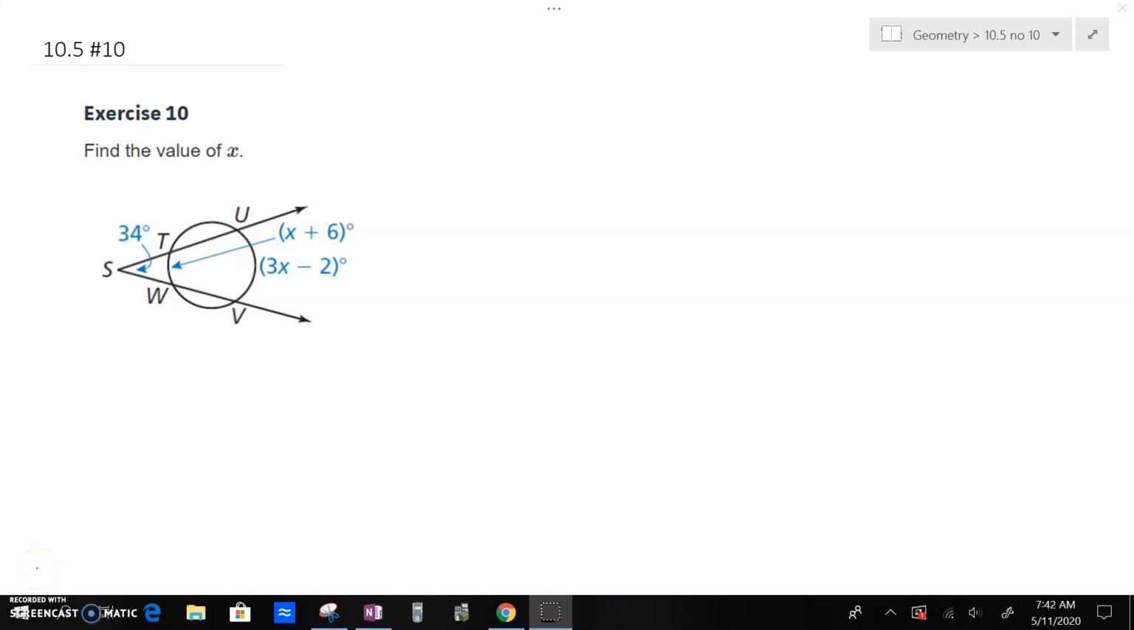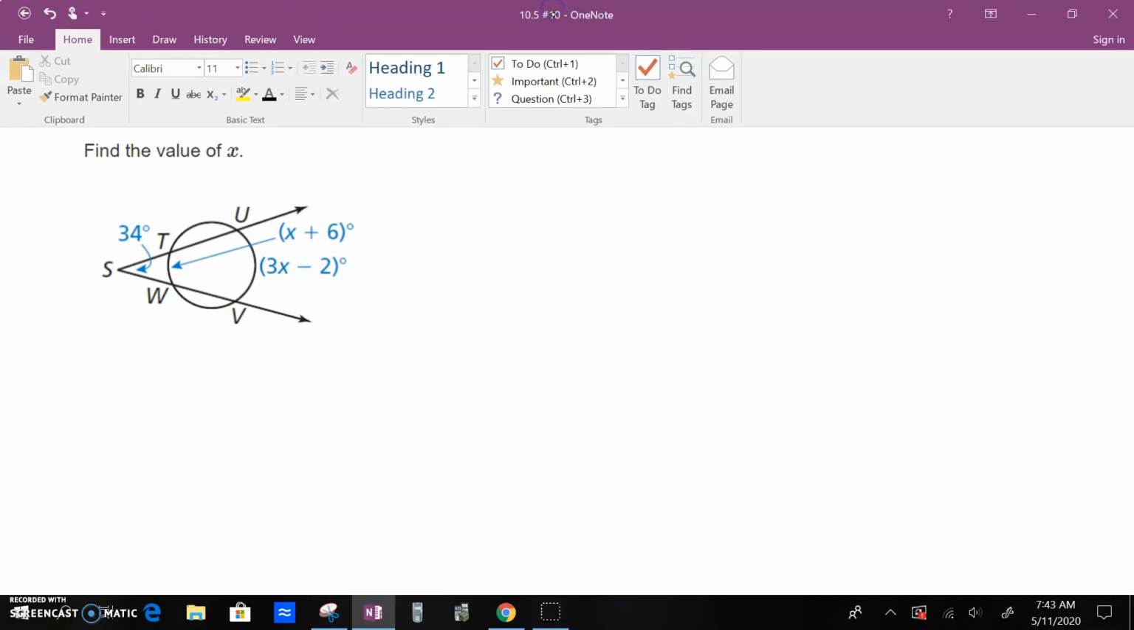Okay, this is question number 10 from section 10.5 on the homework, and it has an angle on the outside of a circle, and it's got the two rays of the angle passing through the circle, forming what are called secant lines. And when you do that, you outline two different arcs. So you get, let's see, let's grab a highlighter.